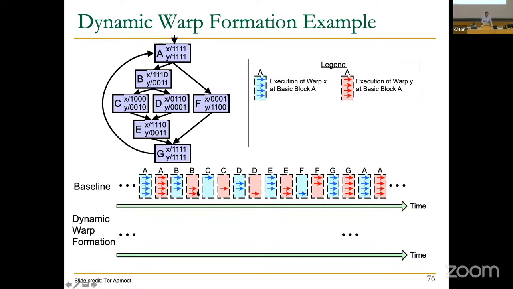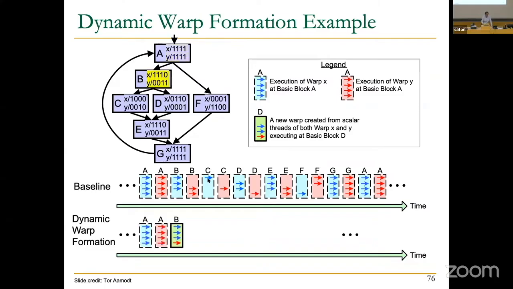Now, this is the baseline. If you don't actually try to actively combine the warps together, this is the amount of time you will take to execute this. But now you can create a new warp from scalar threads of both warp X and warp Y executing at some basic block. So in this basic block D, for example, it will look like this, assuming you can combine them in time. So in dynamic warp formation, what you can do is you combine the ones that are at B. You need to do it before feeding them into the pipeline, of course, right? Because once you execute, you figure out the warps, you figure out what the next instruction will be and what your mask is. And then you can actually do this before you feed the warp into the pipeline again.